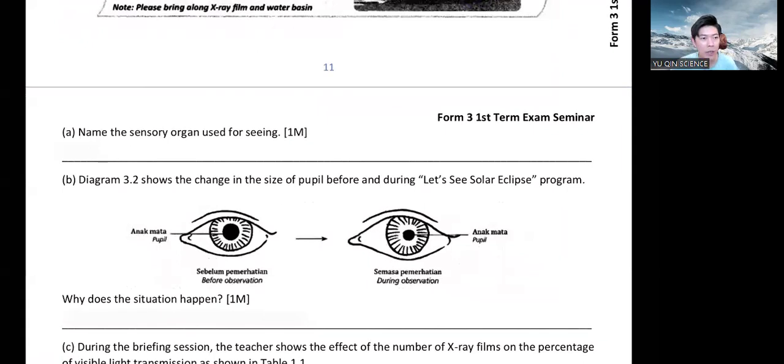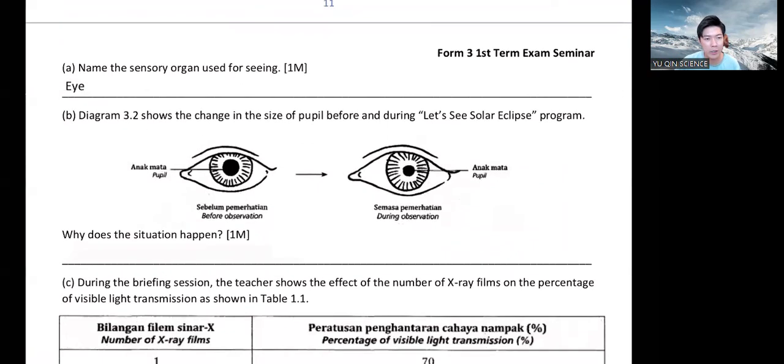Okay, so name the sensory organ used for seeing. So easy. What are you using to see things? Obviously, your eyes. Next question. Figure 3.2 shows the change of size of pupil before and during solar eclipse. So this one is having larger pupil. This one is having smaller pupil, right? This is before the solar eclipse. This is during. The question says why this situation happened for 1 mark.